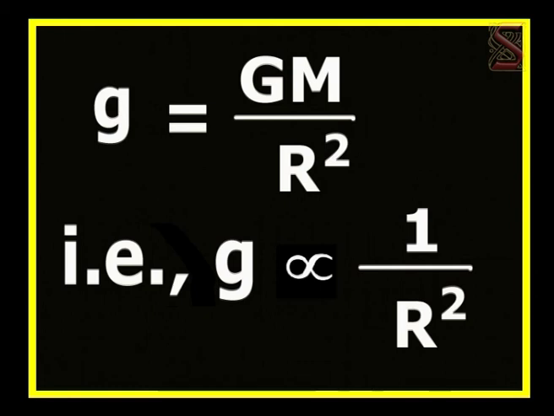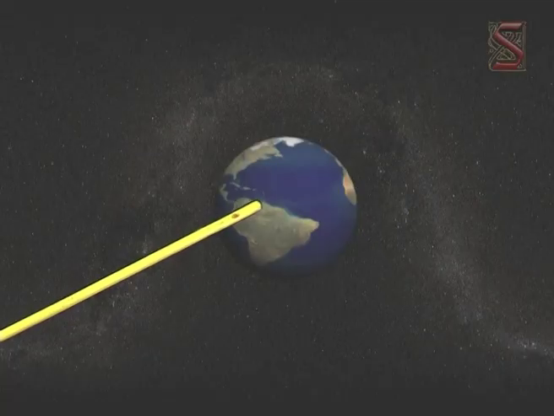The value of g varies with radius of earth as g equals GM by r square, that is, g is directly proportional to 1 by r square. Hence, the value of g is less at equator and more at poles.